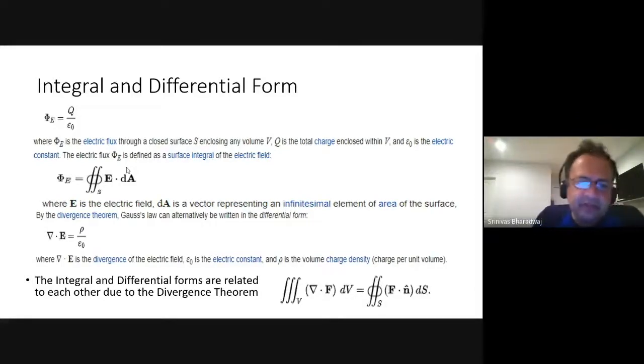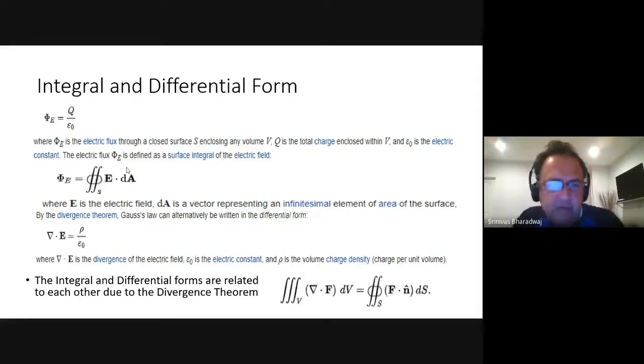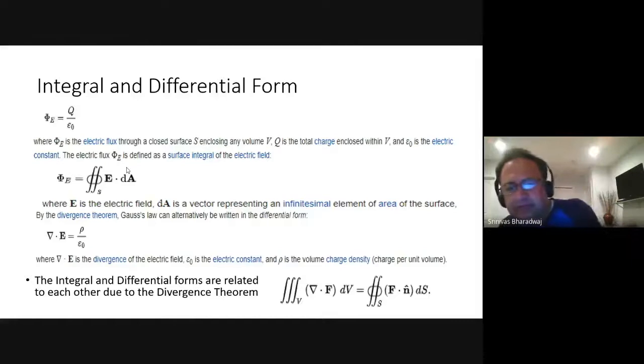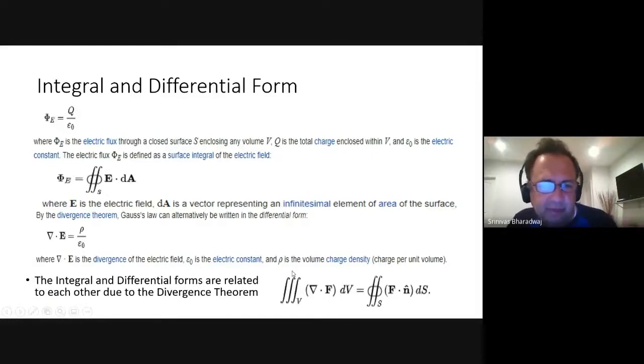Now there is this theorem called the divergence theorem, which says that the integral of del dot F dV equals the closed integral of F dot dA. If you apply the divergence theorem, then you will end up with del dot E equals rho by epsilon, which is the differential form of stating Gauss's law. But this is not very important. Just remember this. This is Maxwell's first equation.